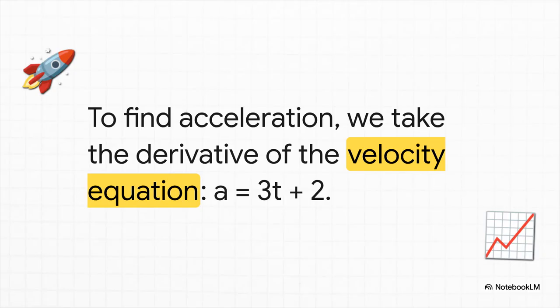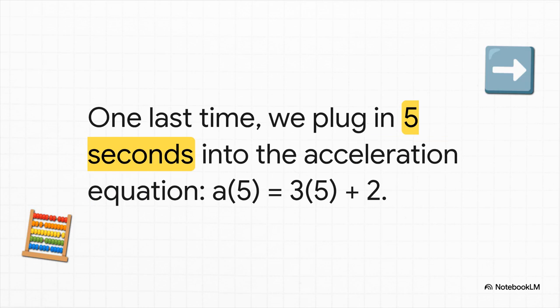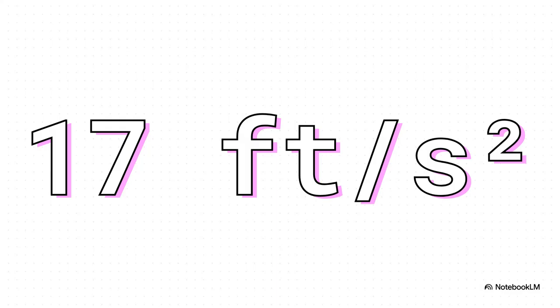And finally, we get to the last piece of the puzzle, acceleration. This tells us how quickly the snowboarder's speed is changing. And to find it, we just take the derivative one more time, this time of the velocity equation we just found. And look at that, it gives us this really clean, simple formula for acceleration, a. You know what's next. We plug in 5 seconds one last time, which is just 3 times 5 plus 2. Super simple. And there you have it, 17 feet per second squared.